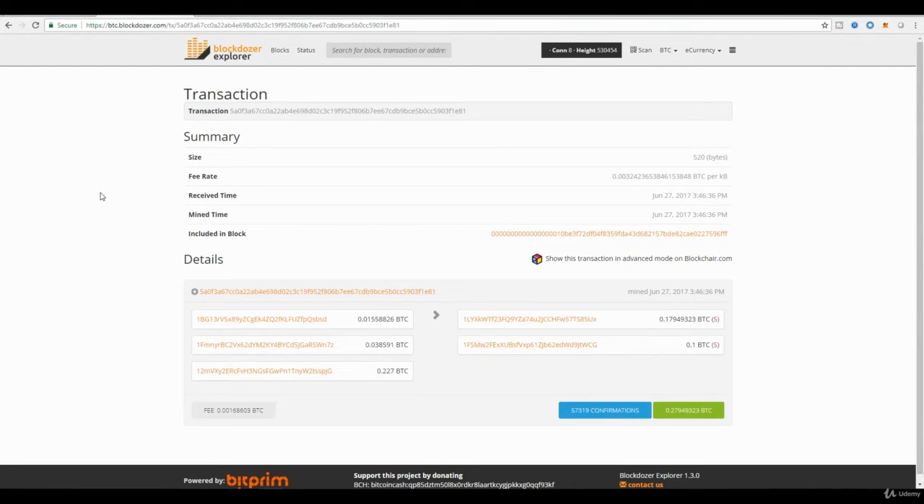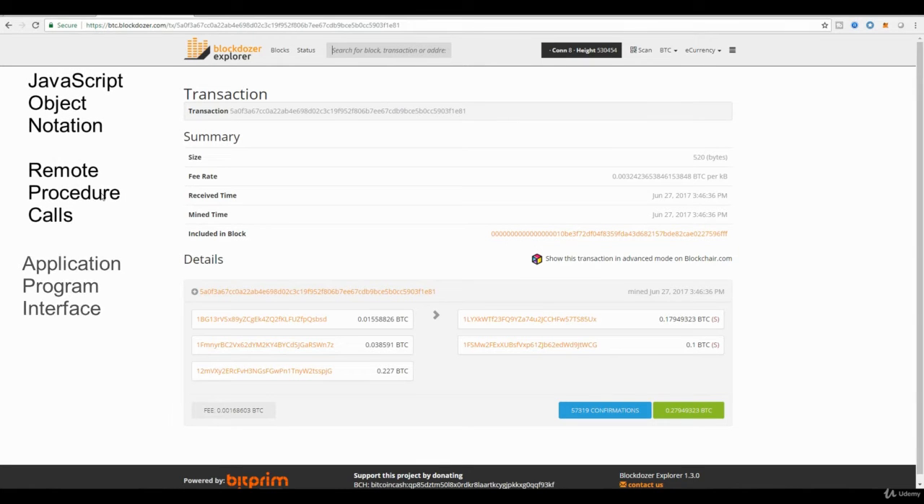I will now take you to how the Bitcoin protocol actually looks at this transaction. And what we will be talking about is something known as JSON RPC and APIs. An API is an application program interface. This is how you can interact with the Bitcoin protocol. And JSON RPC is JavaScript Object Notation Remote Procedure Calls. These are the actual commands that you can issue to the Bitcoin node to give you back the information about the transactions.